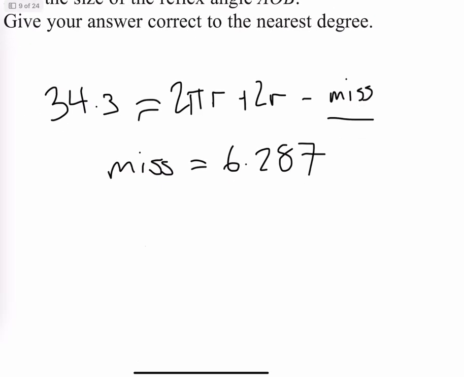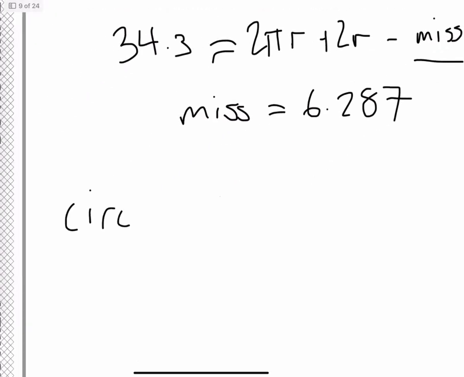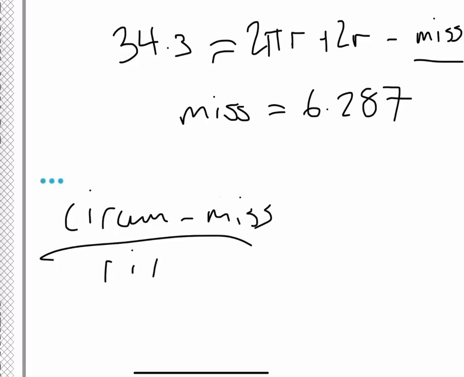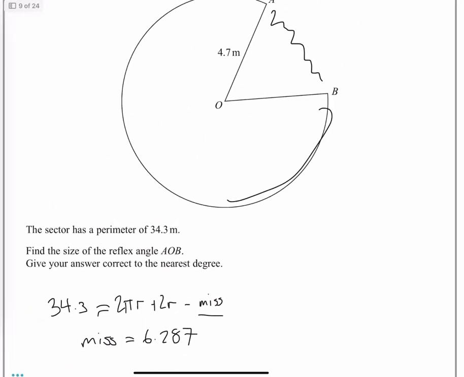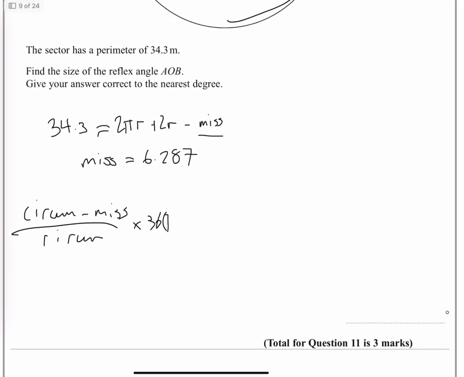We then do circumference minus the missing bit over circumference, and we times that by 360, because this gives us the fraction of what is there to what isn't there, which gives us the fraction of what is there over 360. But we just times it by 360, so we get the whole angle.